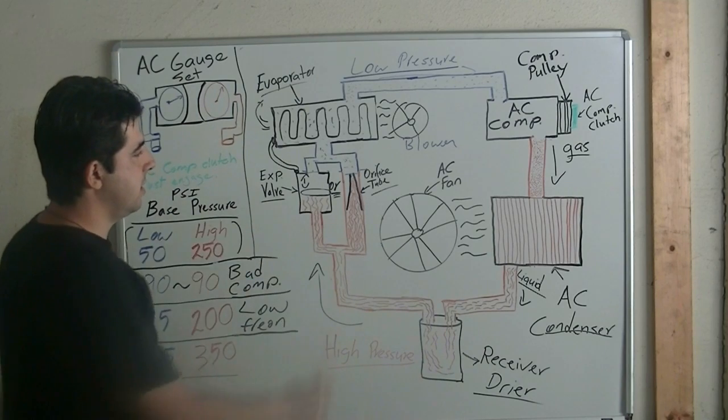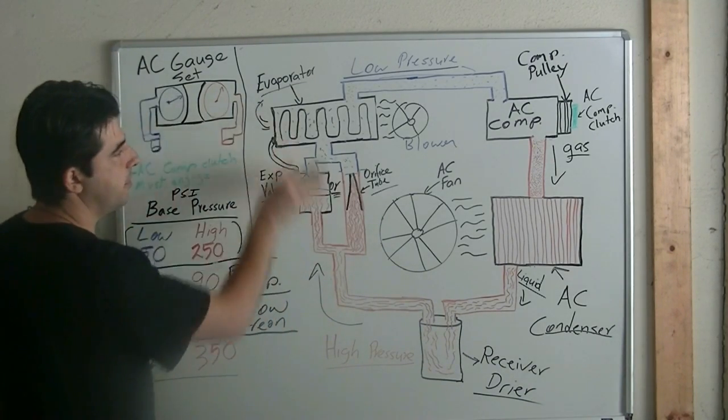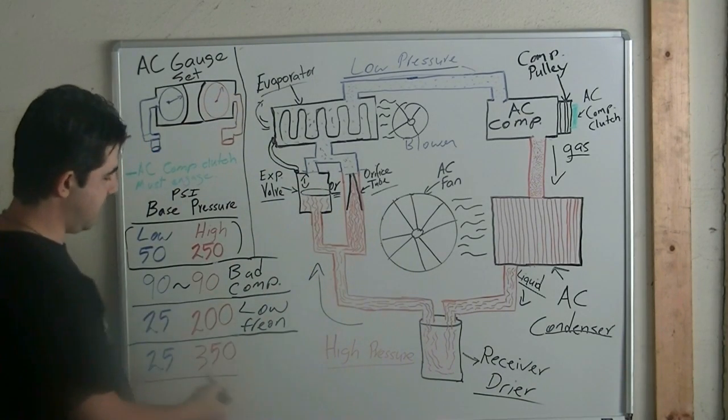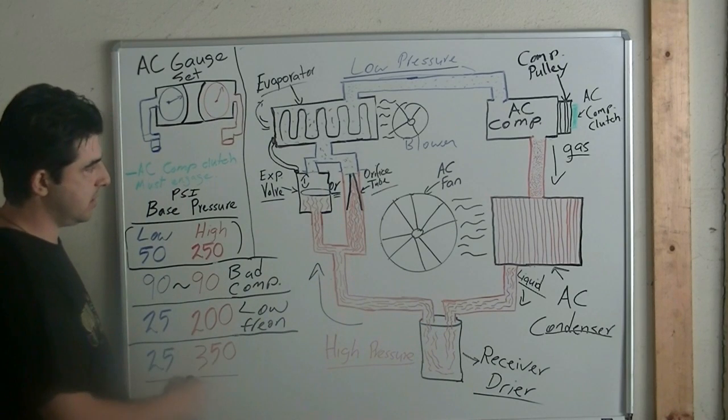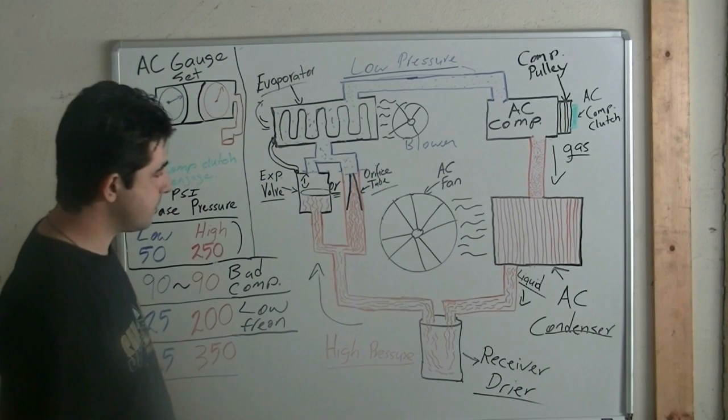Therefore, it's just building up pressure on this side, and it's not letting enough pressure pass through here to the low side. And that's why you get these numbers. You get a higher number on this side and a lower number on this side. And the only way to fix that is basically just replace these.